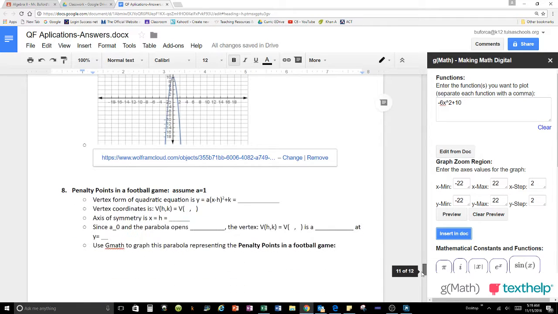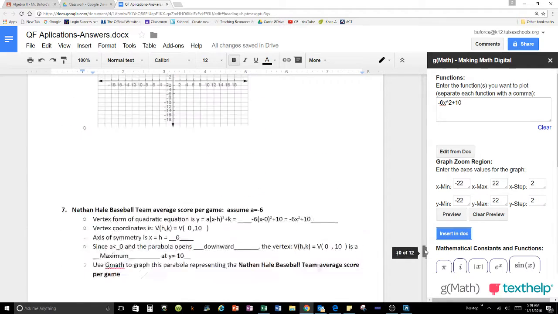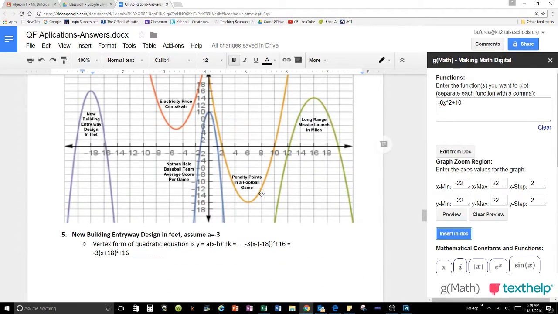Let's see what's next. Okay, penalty points in a football game. We have a greater than 1, and since a is greater than 1, we know that parabola is going to fold upward, and our vertex is going to be a minimum. Let's go see. Yes, see, penalty points in a football game. A is positive, so the graph opens upward, which means our vertex is going to be a minimum because it's at the bottom of the parabola.